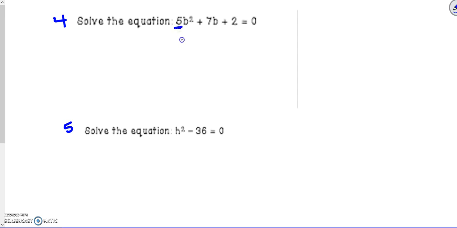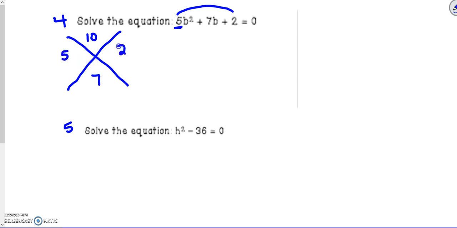Because a is greater than 1, we want to first see if there are any common factors. There are not. Then we multiply the first term times the last term and put it into the X, the grouping, or the box method, whichever you prefer. So 5 times 2 is 10. Then we put our middle term down on the bottom: 5 plus 2 is 7, 5 times 2 is 10.